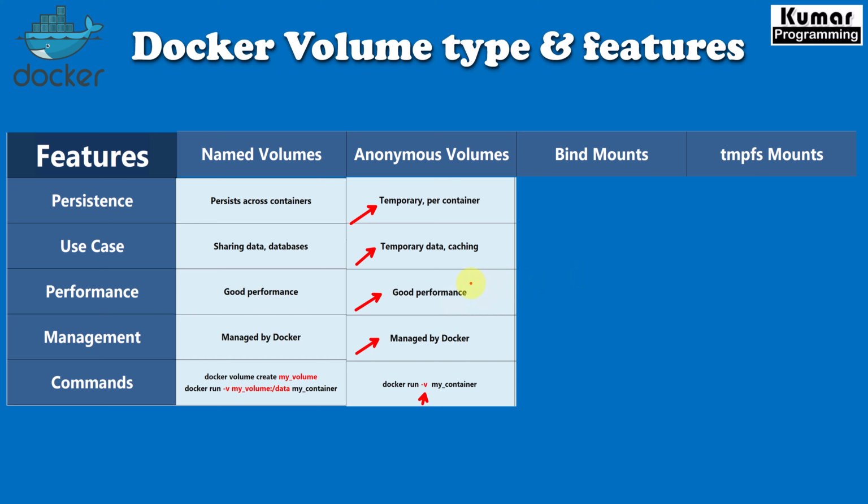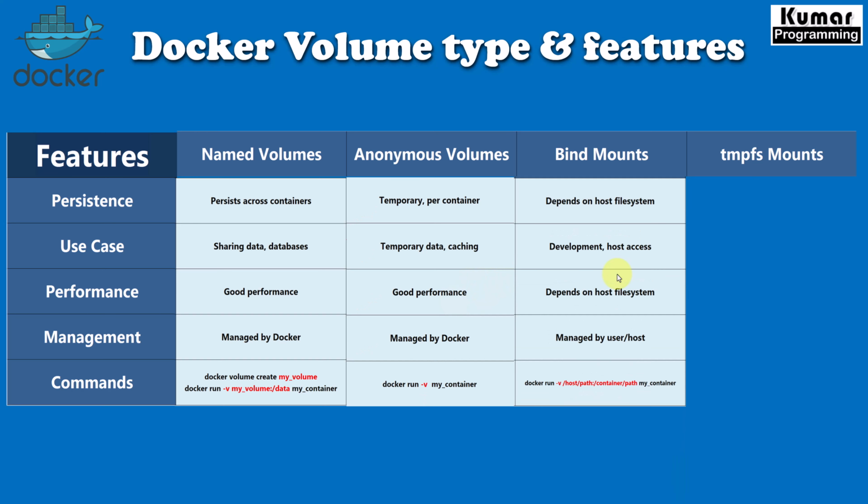Now let's move to the third volume, which is the bind mount or host volume. The host volume completely depends upon the host file system, right? Mainly it is used for development and debugging purposes, and its performance totally depends upon the host file system. And this is managed by the user. So this is the only volume which is managed by the host system or user, and all the other volumes are managed by Docker.